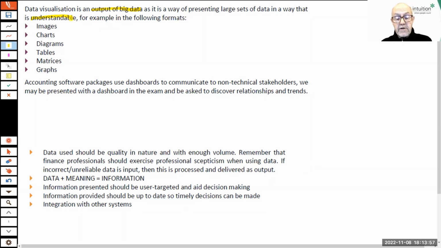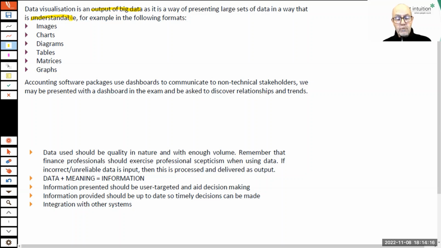Accounting software packages use dashboards to communicate to non-technical stakeholders. We may be presented with a dashboard in the exam and asked to discover relationships and trends. A dashboard's a collection of shortcuts that'll take you into different sections of your data.